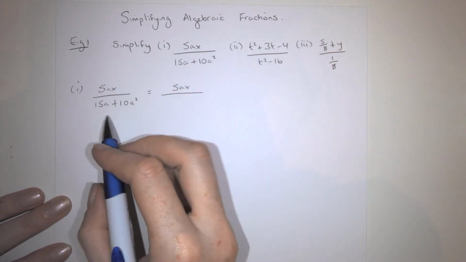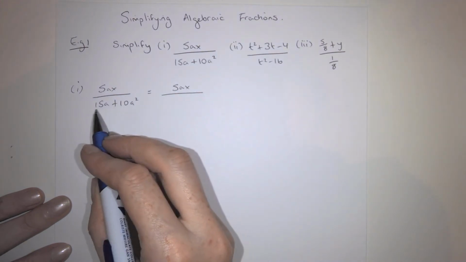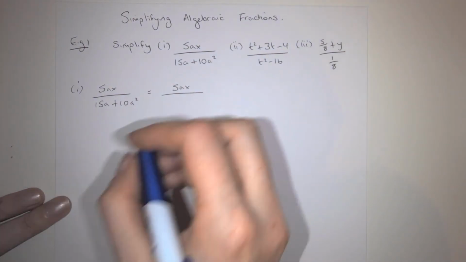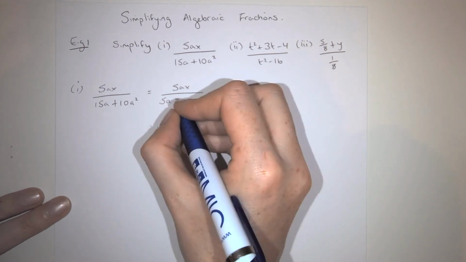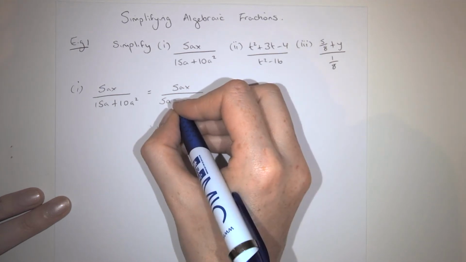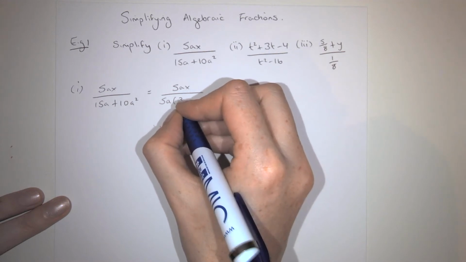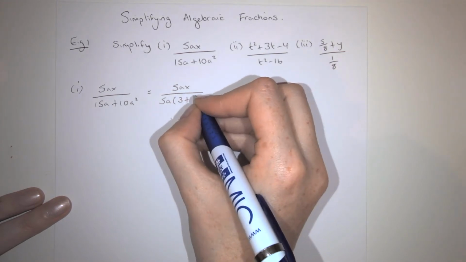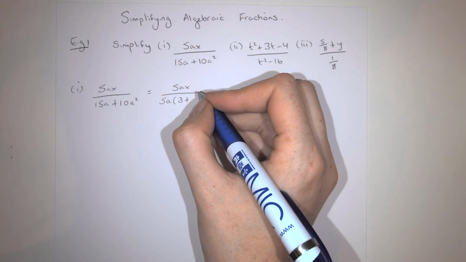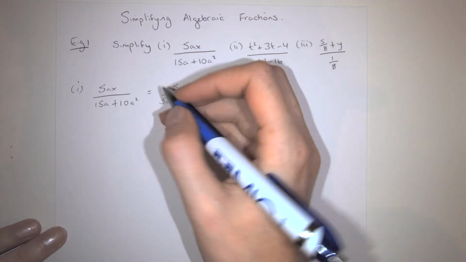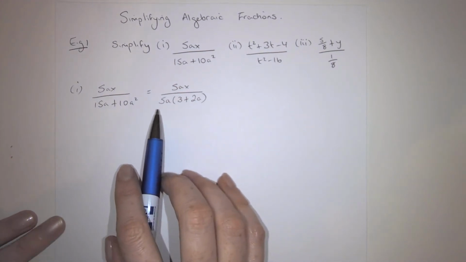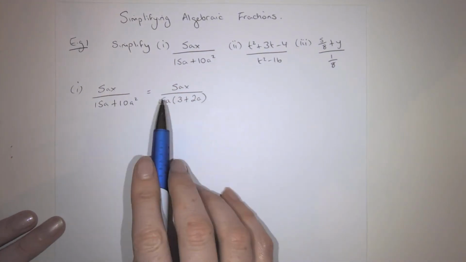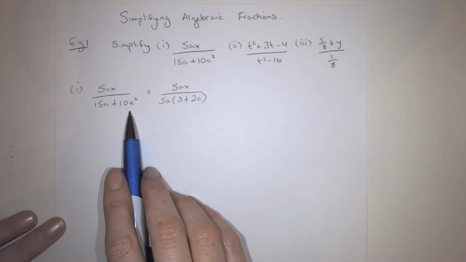But in the bottom line I can see that I have something in common, so I have a number in common, a letter in common. So I'm going to take those outside, so 5a can go outside, and then I have a bracket, and I have 3 plus, and I have 10a squared, so what multiplied by 5a gives me 10a squared? Plus 2a. So again, if you want to check is your factorising correct, it's just 5a by 3 is 15a, 5a by 2a is 10a squared.